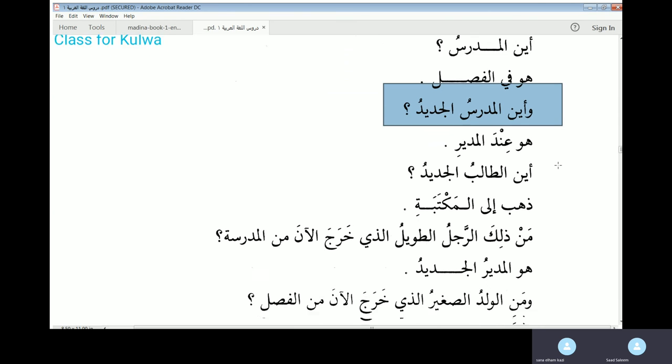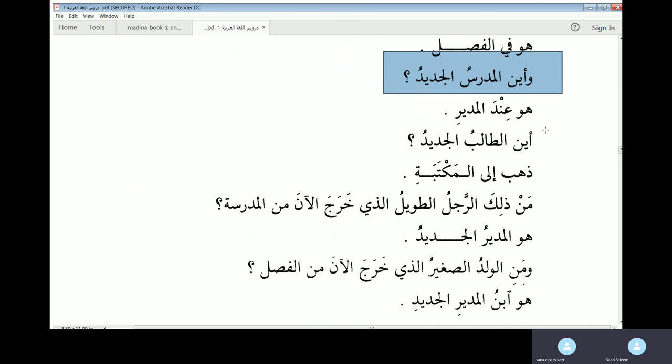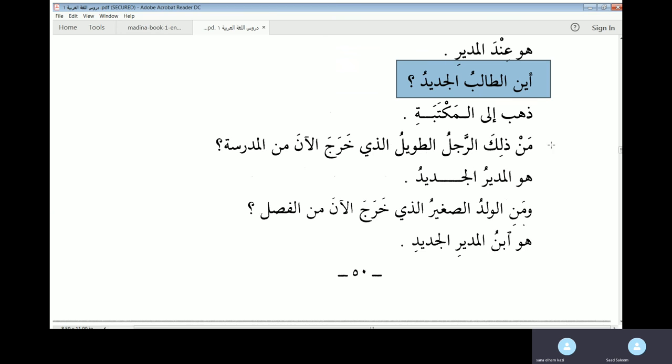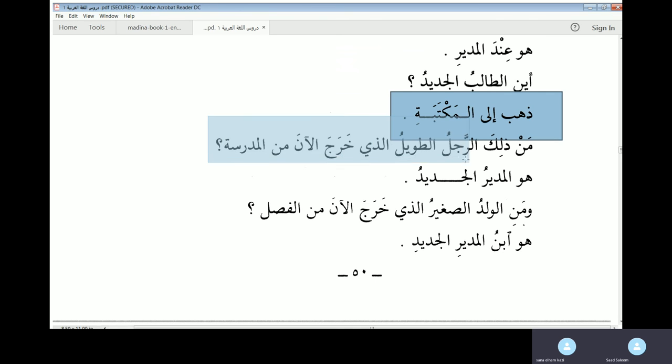Next, okay, start reading this lesson. Ayna al-mudarrisu? Where is the teacher? Huwa fil fasli. He is in the class. وَأَيْنَ الْمُدَرِّسُ الْجَدِيدُ. And where is the new teacher? هُوَ عِنْدَ الْمُدِيرِ. He is with the headmaster. أَيْنَ الطَّالِبُ الْجَدِيدُ. Where is the new student? ذَهَبَ إِلَى الْمَكْتَبَةِ. He went to the library.